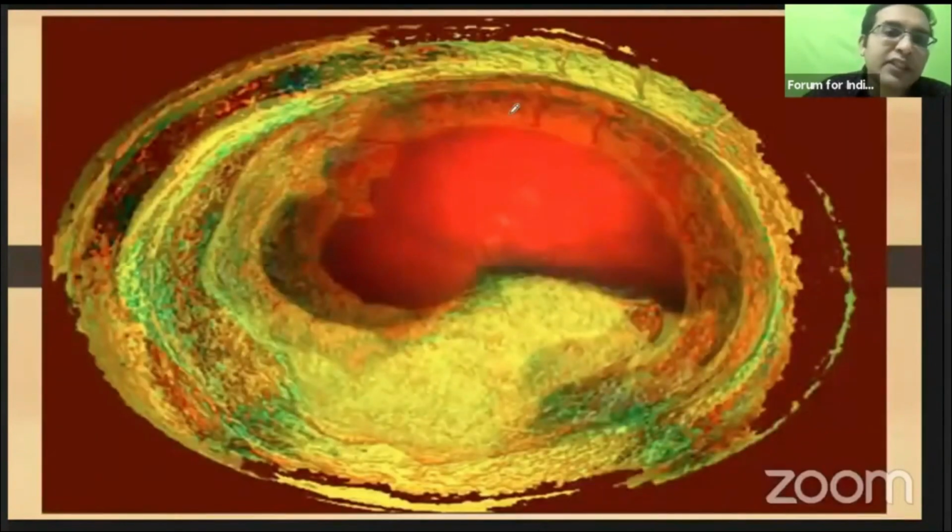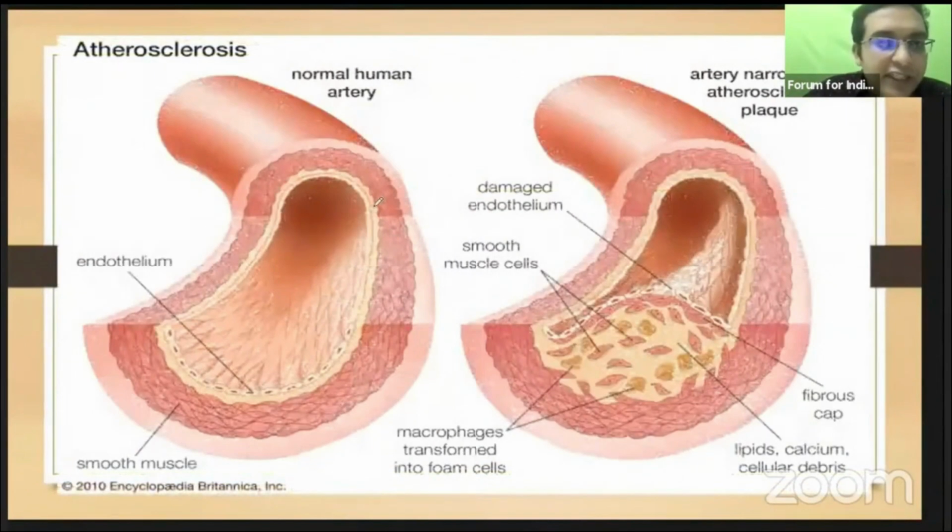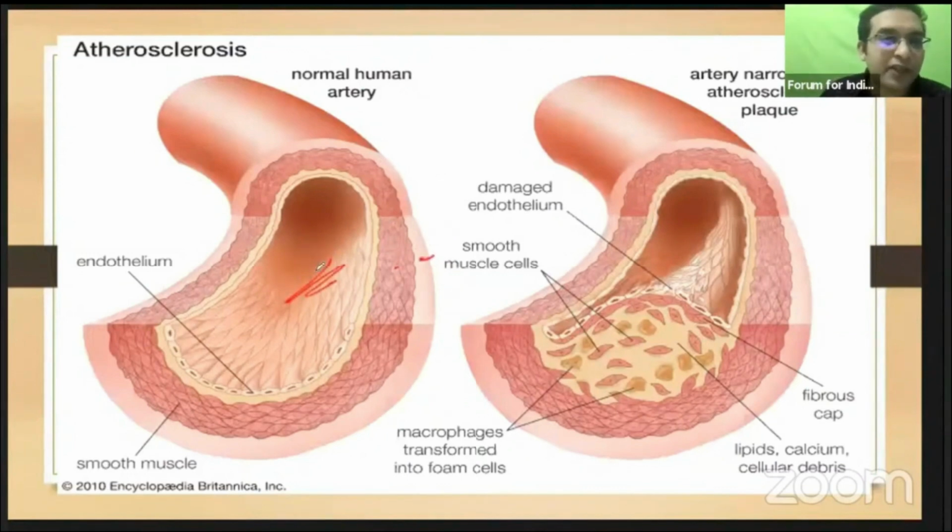So as we know, this is due to plaque formation within the vessel. This, as you know, is the intimal layer. This is the media layer, and this is the adventitia layer. So this is intima, media, adventitia. This is very common basic pathology you have studied.